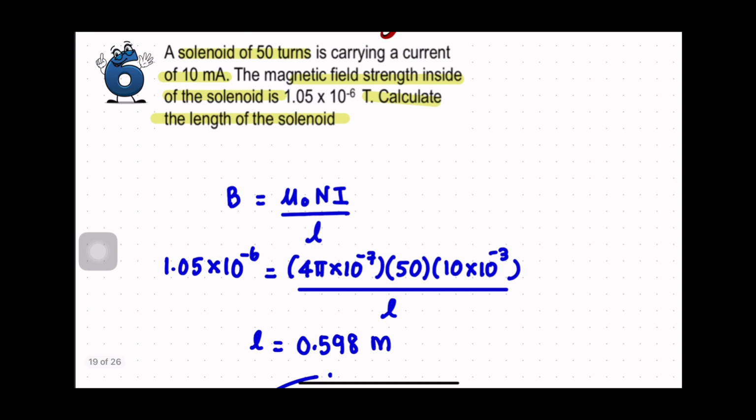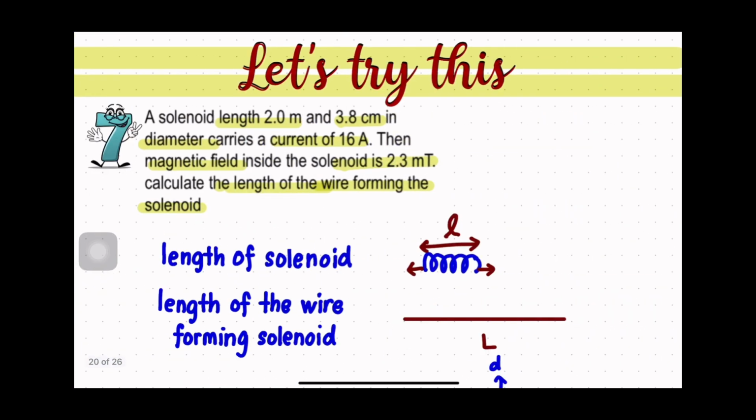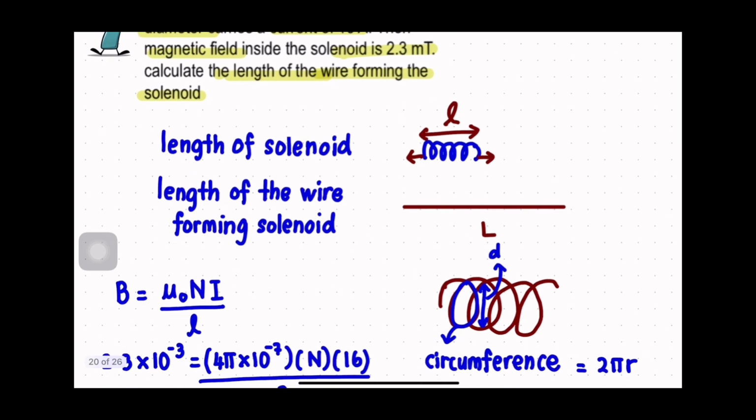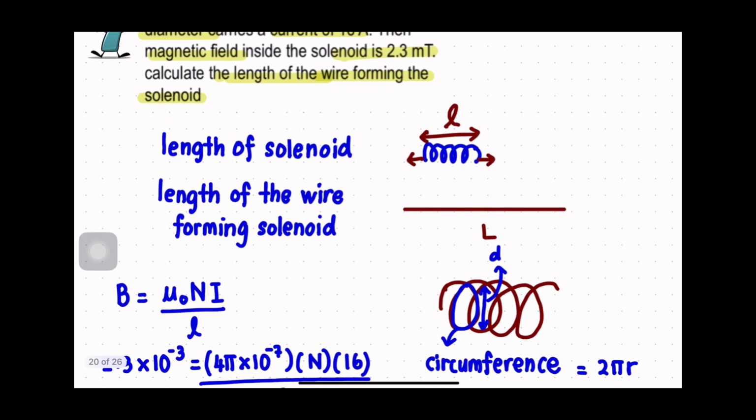Okay, can you follow? Right, so next we have a solenoid of length 2 meter and 3.8 cm in diameter, carrying a current of 16 ampere. The magnetic field inside the solenoid is 2.3 millitesla. Calculate the length of the wire forming the solenoid. So this is the difference between the length of the solenoid and the length of the wire. The wire produces the solenoid, but our formula uses the length of the solenoid, not the length of the wire.